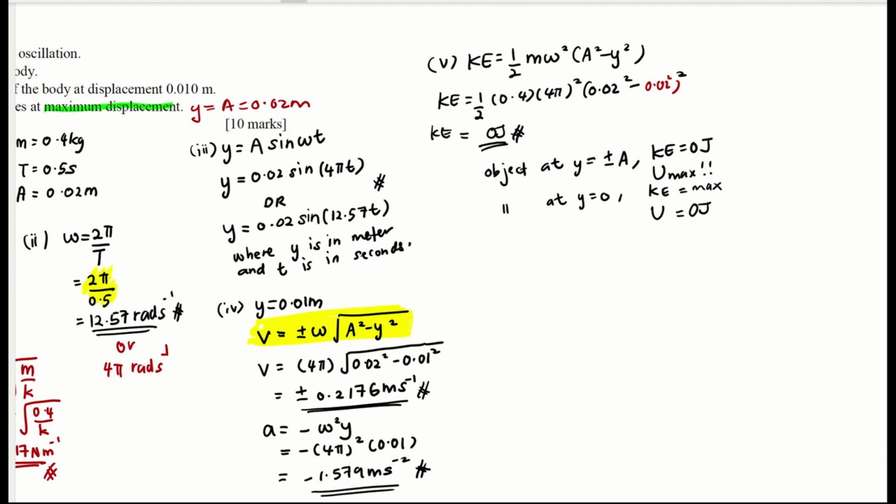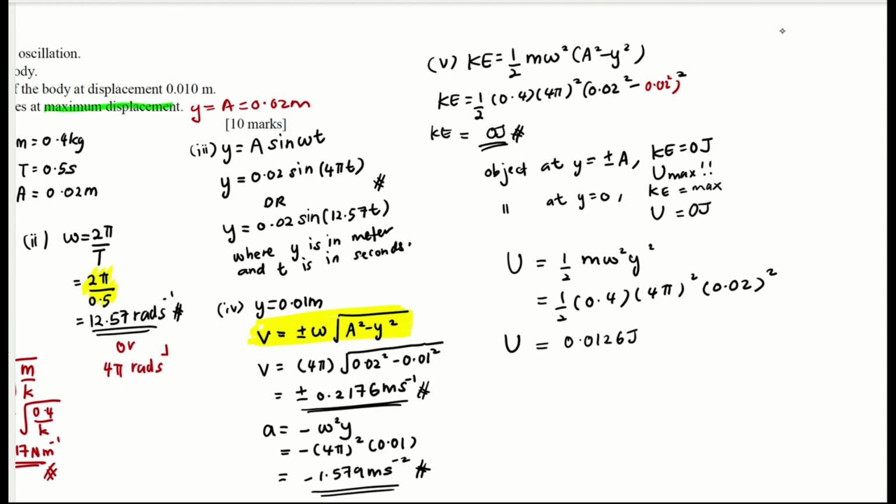So now we can calculate the potential energy. U is equal to half m omega squared y squared. Okay. So ni you can substitute the value. So 0.4, omega is 4 pi squared, y 0.02 squared. So U is equal to 0.01263 joule, or U is equal to 1.26 exponent negative 2 joule. Okay, so this is the answer.